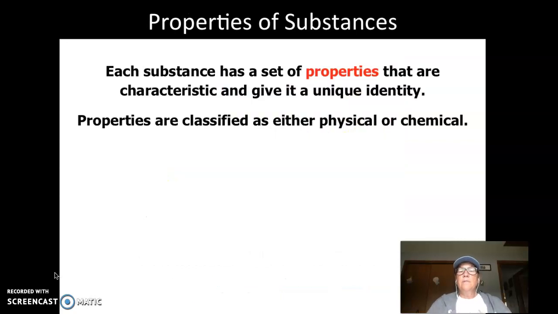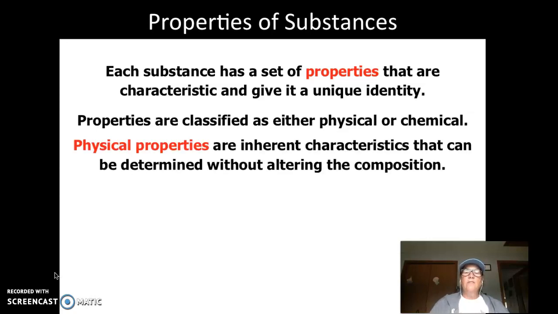Okay, so every substance has a set of properties that are unique to that substance. They give it its identity. And there's actually two types: physical and chemical. If you're talking about a physical property, you're talking about the composition, you're describing it. You're going to say it's brown, it's a liquid, its boiling point is, its melting point, it dissolves when you put it in water, things like that. All I'm doing is describing it, and I'm not altering its composition, okay? So whenever you're describing what something looks like, then you're talking about its physical properties.